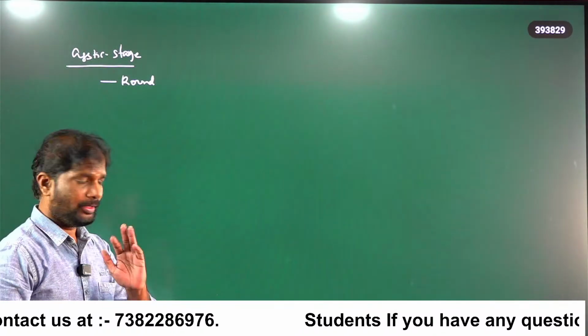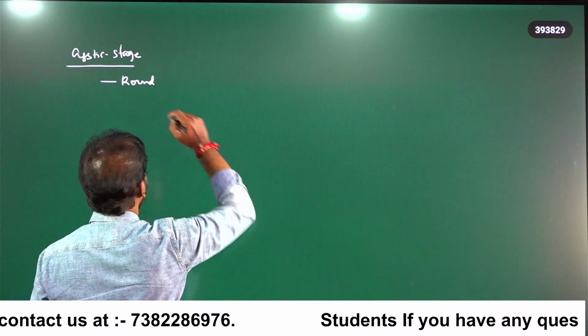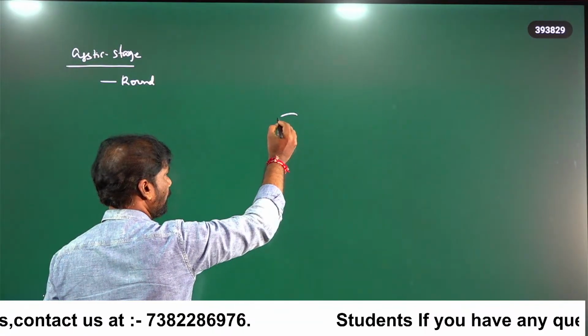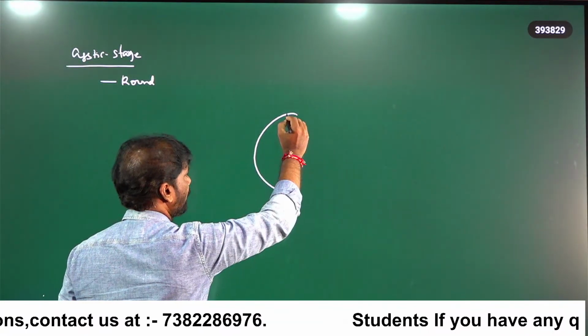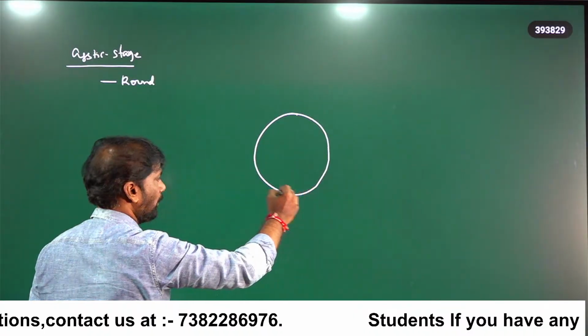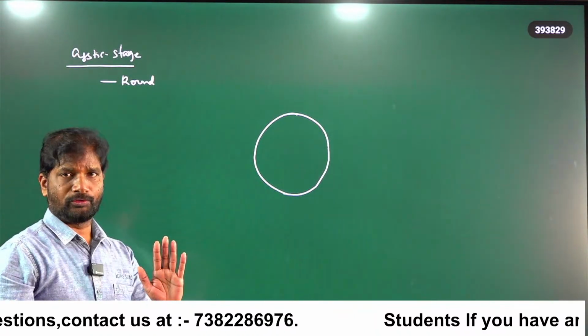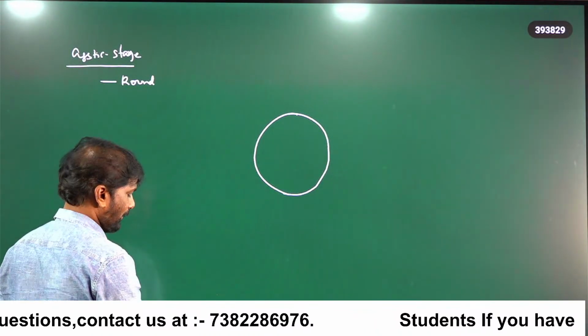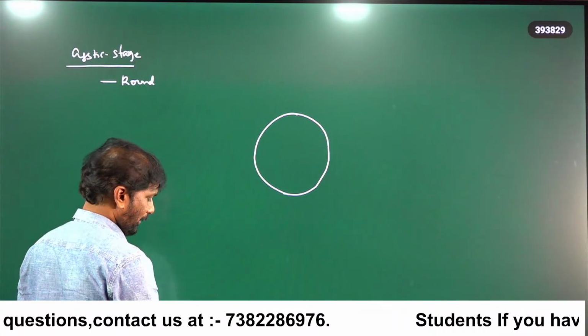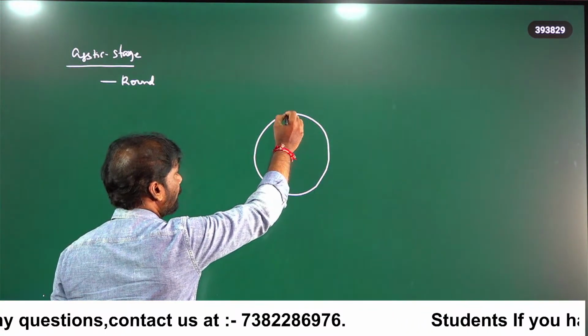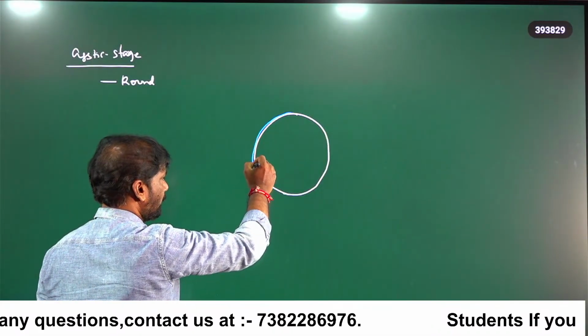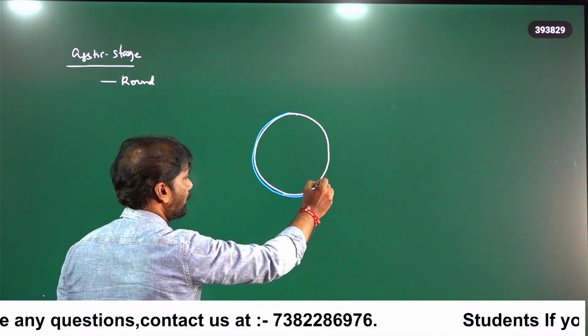Cystic stage, it will be round. So we can draw a diagram of this cystic stage, and after that we can explain its features. Here is the round shape, and around this cystic stage there is a cyst present.